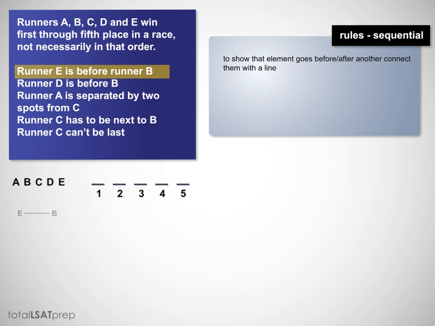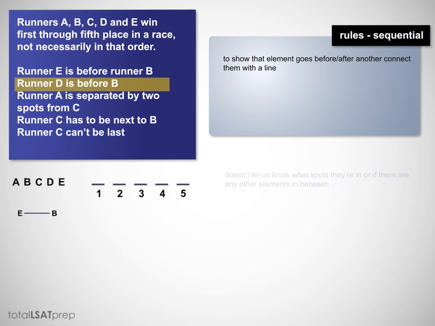And this rule can be symbolized by placing the E to the left of the B. And notice that it doesn't let us know what spots they're in or if there are any other elements between E and B. It just lets us know that in any arrangement we make, E is going to have to be to the left of B.